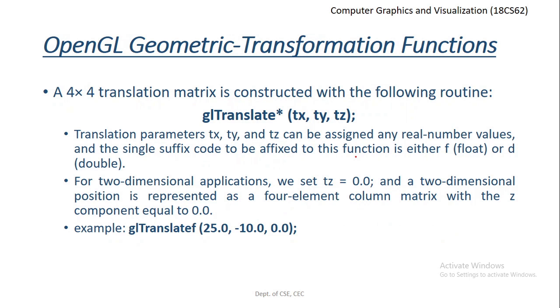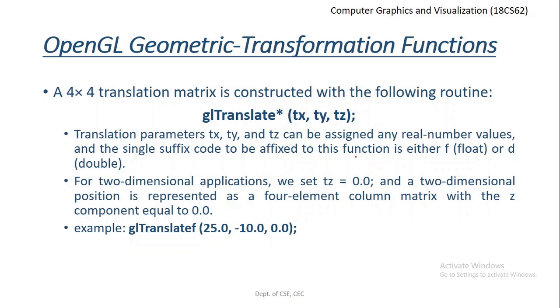Now let us look at the OpenGL geometric transformation functions. So we discussed the three basic geometric transformations earlier, right? So it was translation, it was rotation, and one more was the scaling. Okay, translation, rotation, and scaling are the basic 3D geometric transformations. In order to implement these transformations in OpenGL, we have a bunch of OpenGL functions. So let us first look into the OpenGL function for performing the translation transformation.